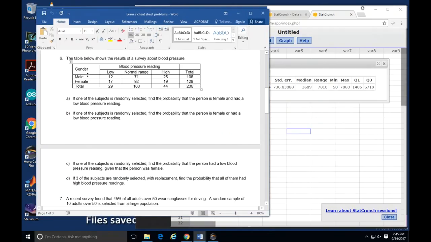This is talking about blood pressure and gender. So let's look at question B. If one of the subjects here is randomly selected, find the probability that the person is female or had a low blood pressure reading. The or signals that we're talking about using the addition rule.